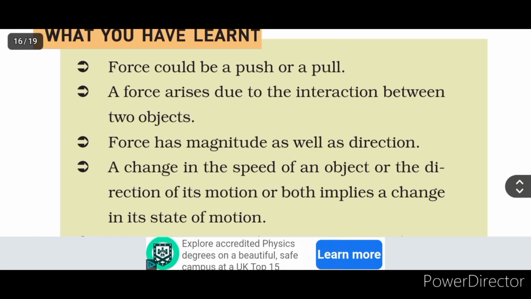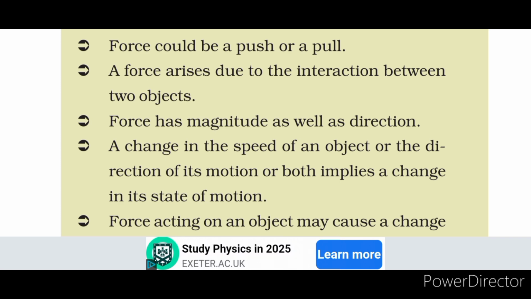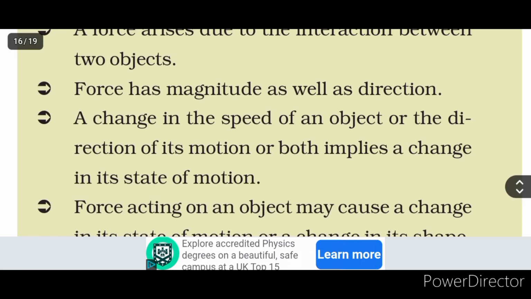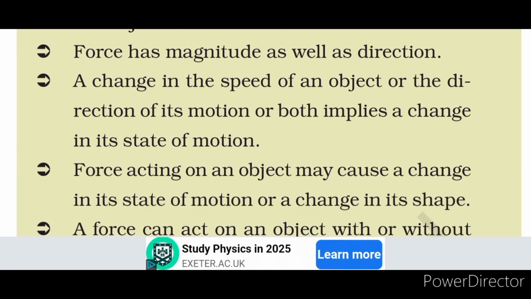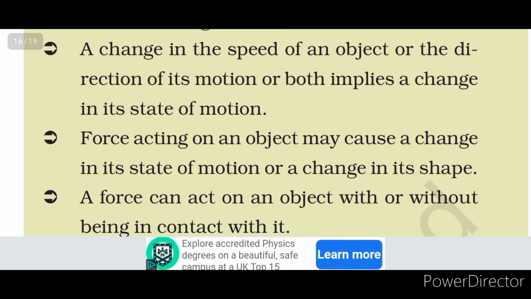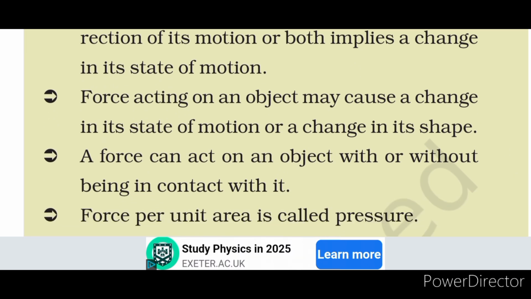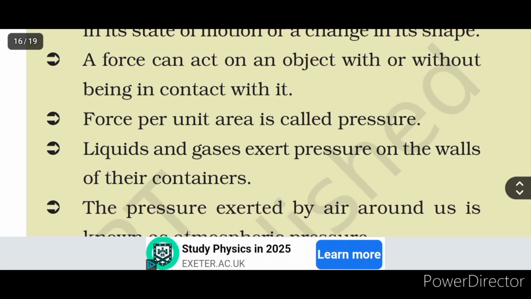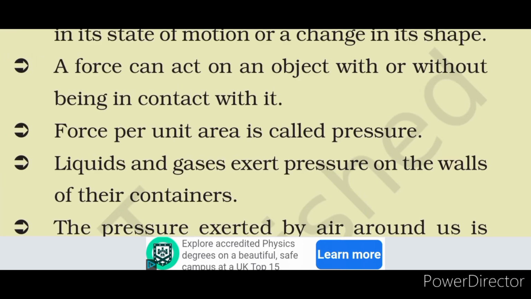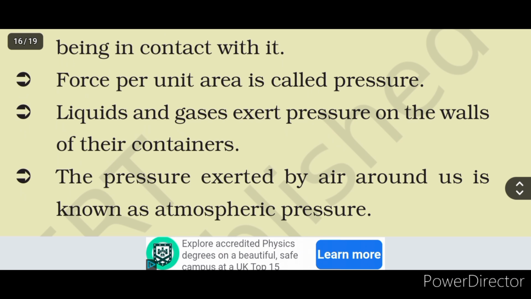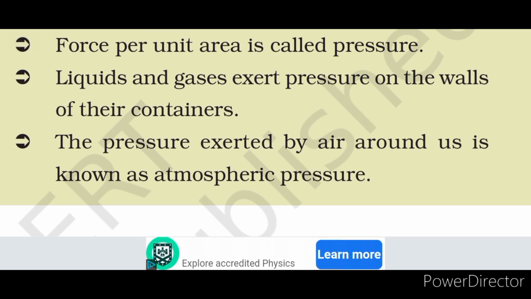Force could be a push or a pull. A force arises due to the interaction between two objects. Force has magnitude as well as direction. A change in the speed of an object or the direction of its motion or both implies a change in its state of motion. Force acting on an object may cause a change in its state of motion or a change in its shape. A force can act on an object with or without being in contact with it. Force per unit area is called pressure. Liquids and gases exert pressure on the walls of their containers. The pressure exerted by air around us is known as atmospheric pressure.